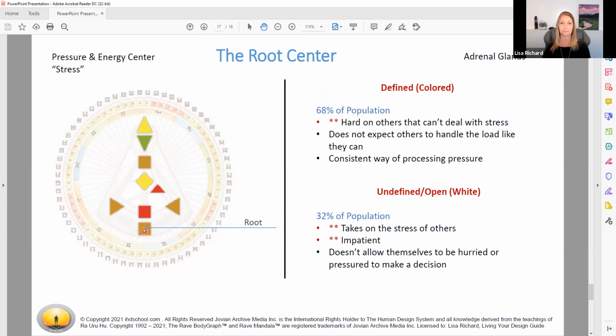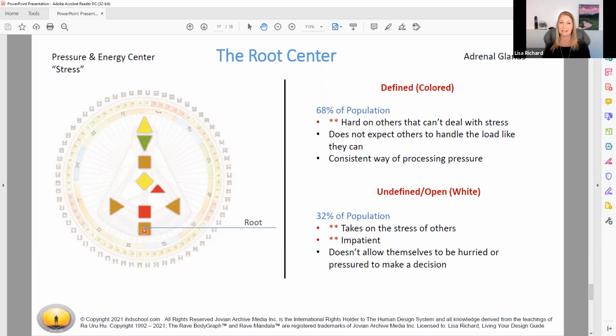So for 68% of the population that has that colored, there is a consistent way for you guys to naturally process through that stress, that pressure, and you guys can get an incredible amount of work done. There is so much energy in that center that you are just constantly in the state of doing and creating and handling those workloads.